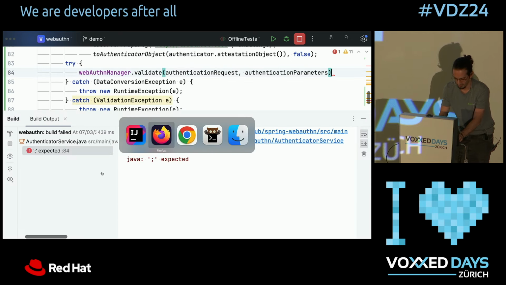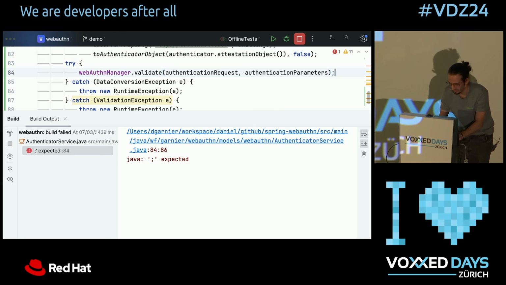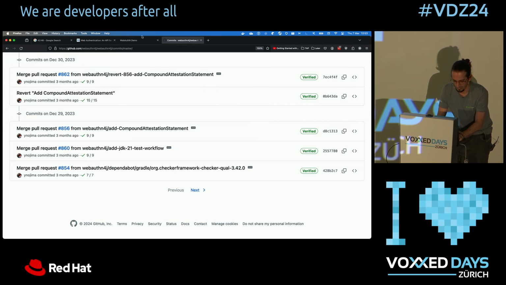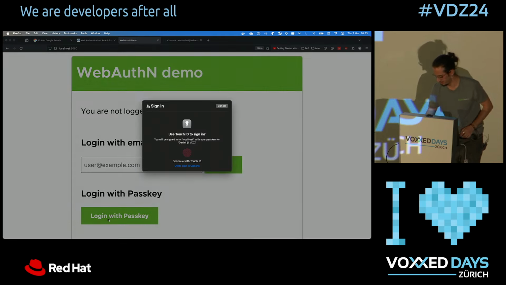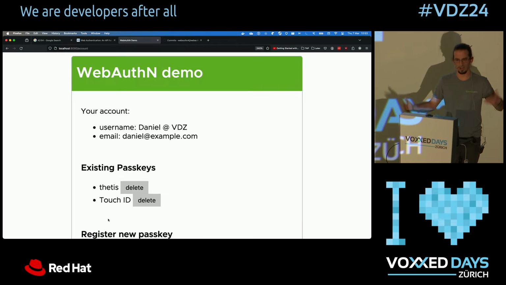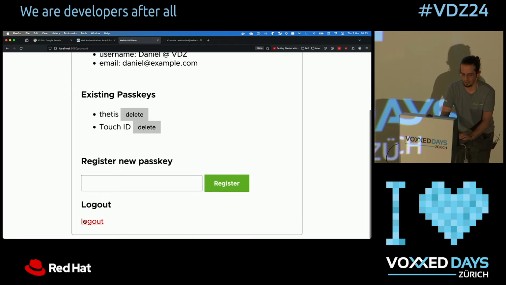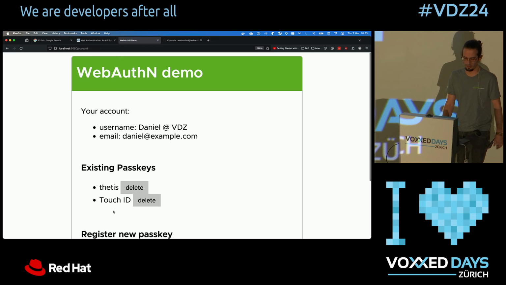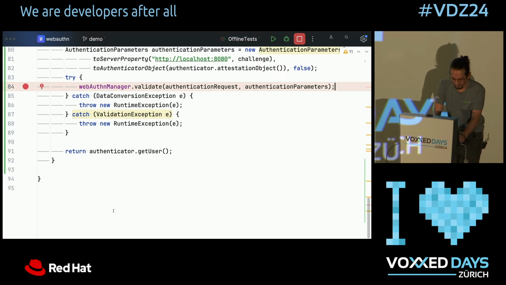So hopefully, if I'm not missing a semicolon, thank you, IntelliJ. There we go. Hopefully, if I go back to my demo, I click login with passkey, and I click this thing, boop, I log in. And again, you know, you can log out and you can do it again with any passkey that's registered. Here, I'm using my Mac, TouchID, which does biometrics, works as well.